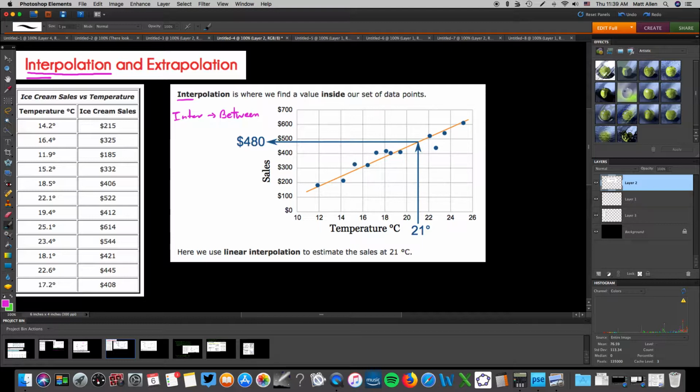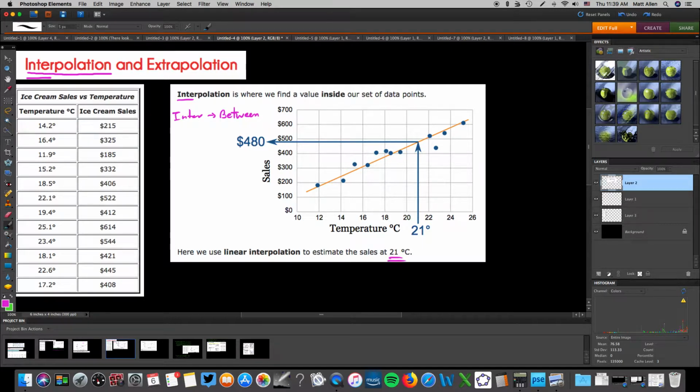So for instance, 21 degrees, I could trace this up to my line of best fit and trace it over and say, you know, it would be a good guess to say $480. Now, do we know this is going to happen? No. But based on the evidence suggested by this trend, we could say that it is likely to occur. So here we are using what we call linear interpolation to estimate the sales at 21 degrees Celsius.